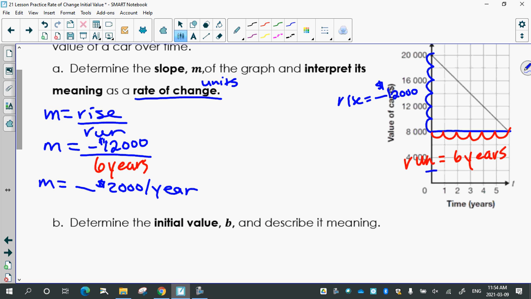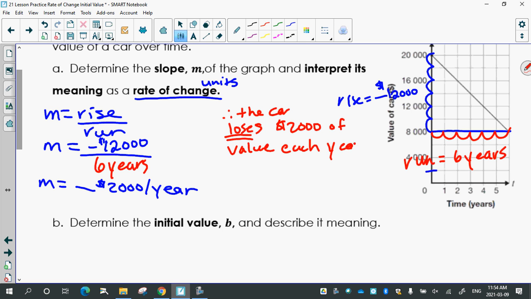What does that mean? I had to write out the meaning. Vanessa. It loses $2,000 in value. Therefore, the car loses $2,000 of value each year. Perfect. There's your showing that you understand decreasing. You can say decreases in value by $2,000 each year, just something to show you know what the negative means.